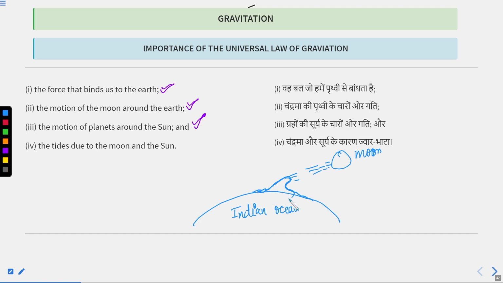I hope these points are clear to you. These points tell us the importance of the universal law of gravitation. So in today's class, we have studied what the universal law of gravitation is, and the formula of the force of attraction between two different masses. We have solved some problems and concluded this topic by understanding the importance of the universal law of gravitation. I hope today's class is clear to you, and now we will meet in the next class. Thank you.